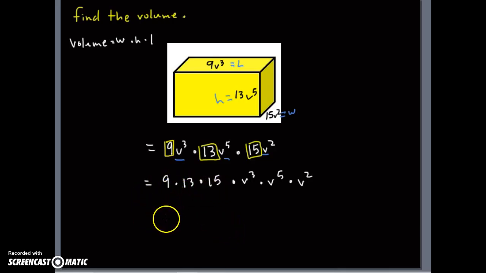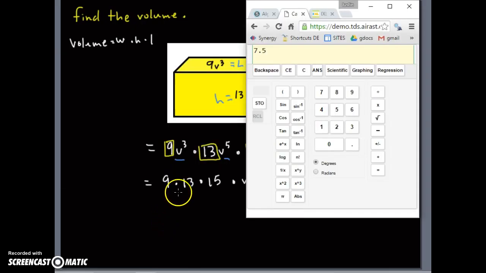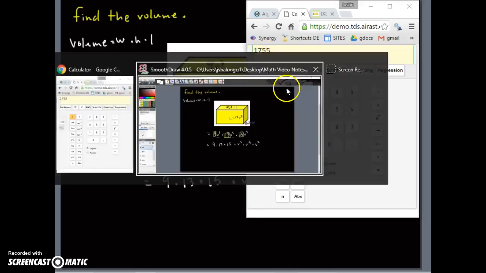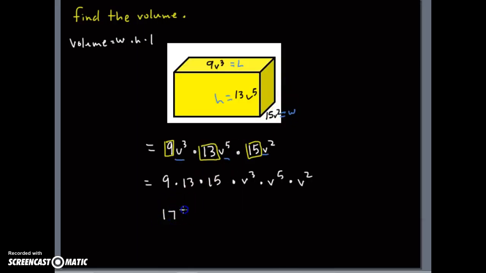Now I'm going to go ahead and multiply the coefficients. I'm obviously going to use a calculator for this because these are very large numbers. So we got 9 times 13 times 15, and we get 1,755. So 1,755v. We've got 3 v's, 5 v's, 2 v's, 10 v's total being multiplied together. So we could say v to the 10th. This would be my final answer. In this monomial, we multiplied 3 things. Previously, we only multiplied 2.